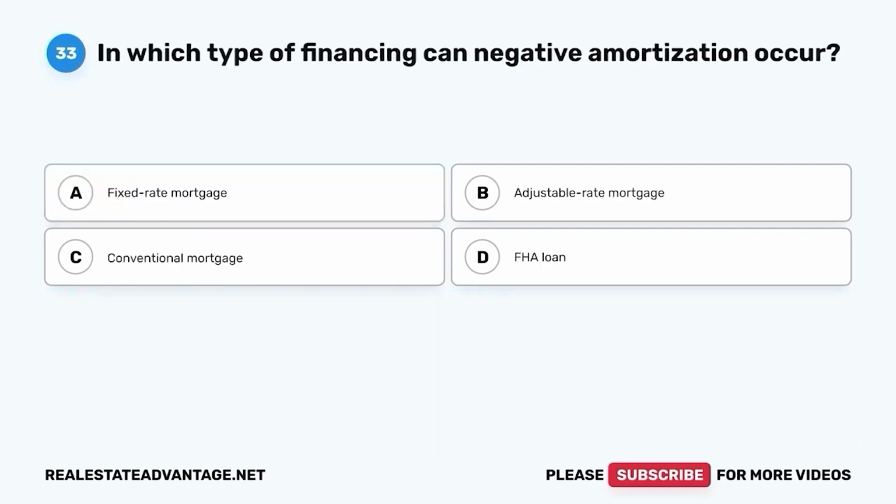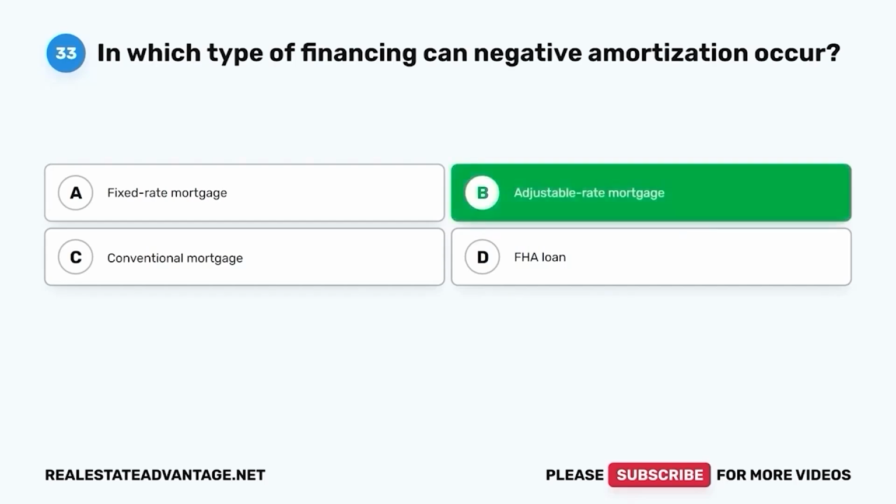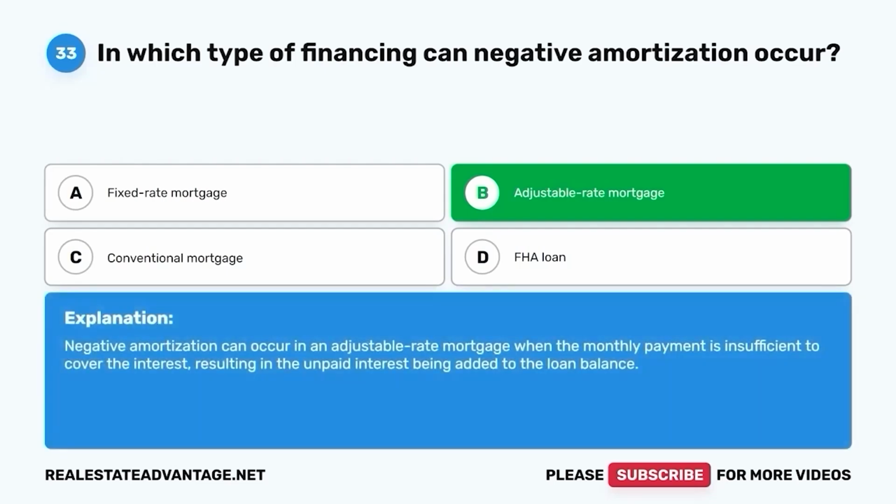$3,654.40. Question 33. In which type of financing can negative amortization occur? A. Fixed rate mortgage. B. Adjustable rate mortgage. C. Conventional mortgage. D. FHA loan. The correct answer is B. Adjustable rate mortgage. Negative amortization can occur in an adjustable rate mortgage when the monthly payment is insufficient to cover the interest, resulting in the unpaid interest being added to the loan balance.